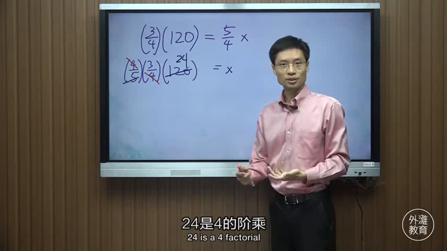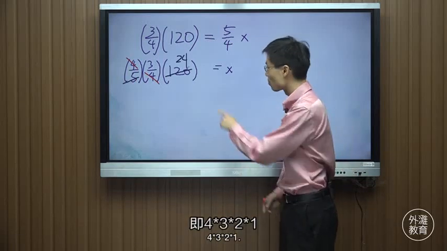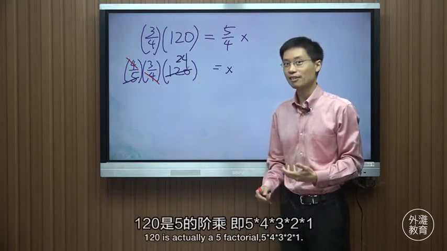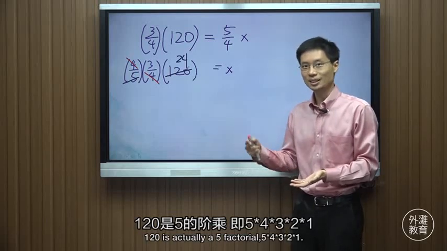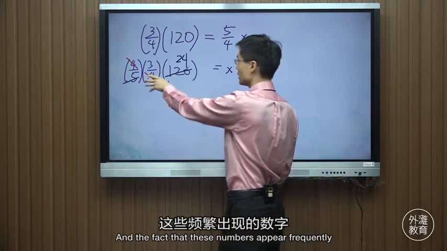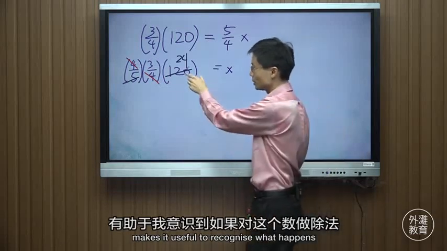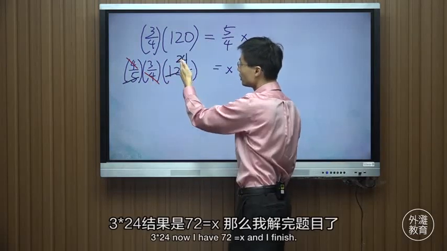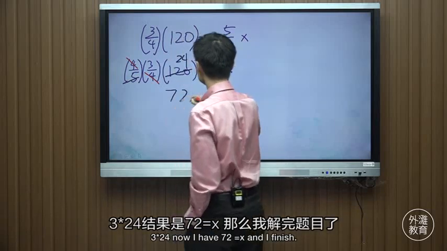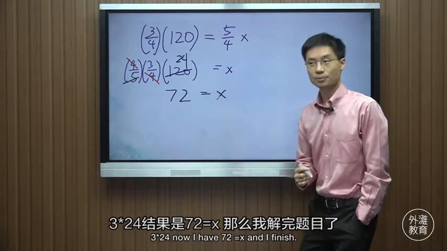24 is 4 factorial, 4 times 3 times 2 times 1. 120 is actually 5 factorial, 5 times 4 times 3 times 2 times 1. And the fact that these numbers appear frequently makes it useful to recognize quickly what happens when I divide like this. 3 times 24, now I have 72 equals x, and I'm finished.